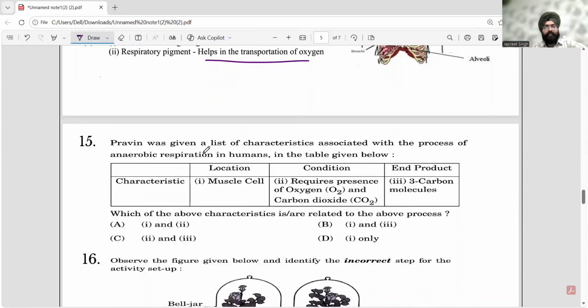15th. Praveen was given a list of characteristics associated with the process of anaerobic respiration in humans in the table given below. On the basis of this table, we have to answer the question. We have to select the correct option here. What will be the answer? Please tell. Yes, so what is the correct option here? 1 and 3. Location is muscle cell and 3 carbon molecules is the end product. Yes.